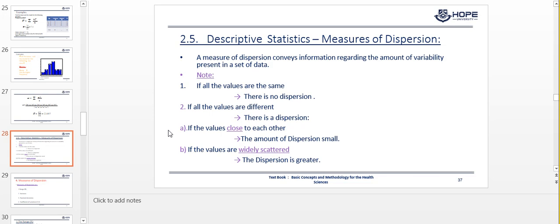If all values are the same, that means there is no dispersion. If all values are different, that means there is dispersion. Dispersion means the spread. If the numbers are the same, there is no spread. If the values are close to each other, the amount of dispersion is small. If the values are widely scattered, the dispersion is greater.